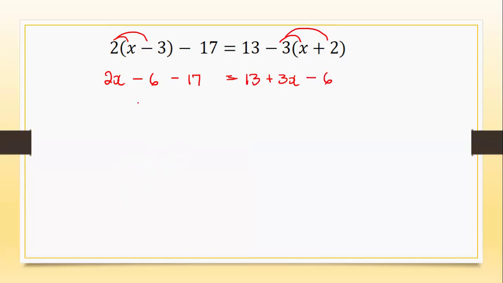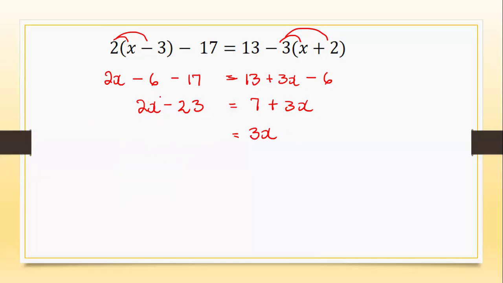Simplifying both sides, 2x. Negative 6 plus negative 17 is negative 23. 13 subtract 6 is positive 7 plus 3x. Getting variables on one side, constants on the opposite. I'm going to now get rid of my 2x, take my 2x to the next side. So I have my 3x, I'm going to bring my 3x down, subtracting 2x from both sides.